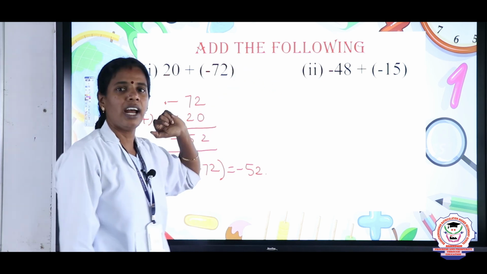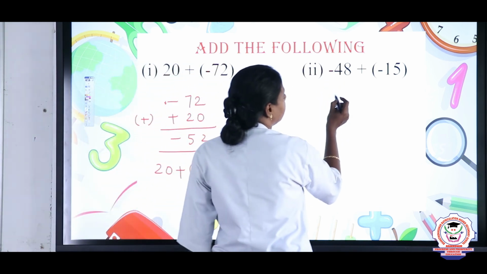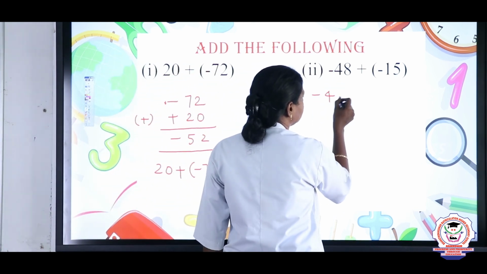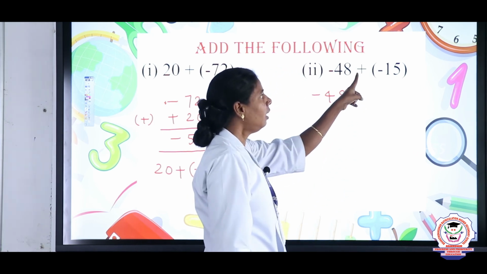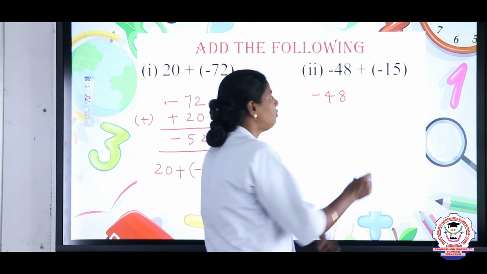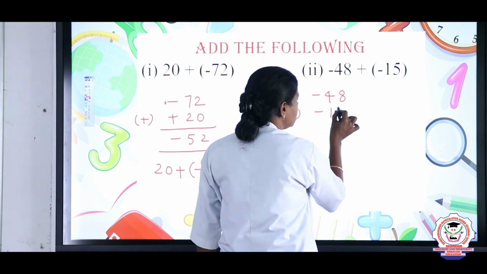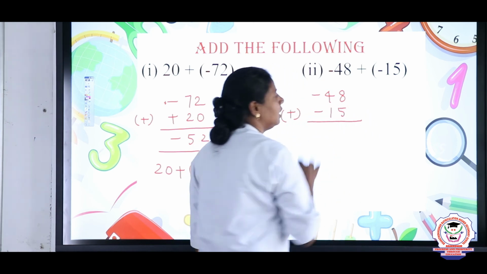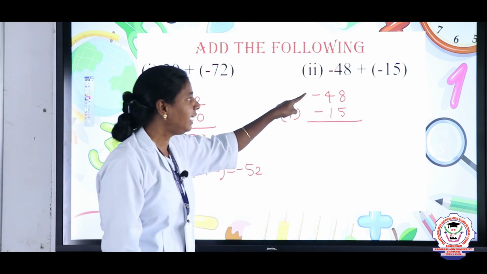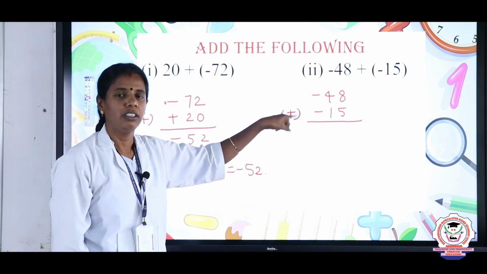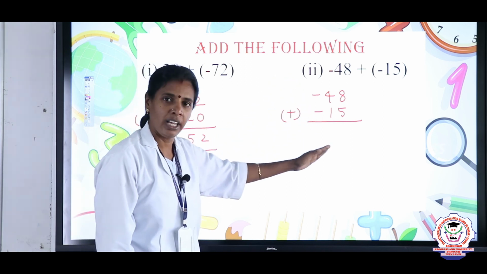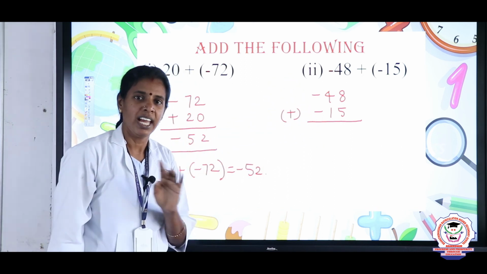And you can say the answer for the next example, which is minus 48 plus minus 15. So we are going to add these numbers. The next integer is also minus 15. See, both the integers are negative. The rule is we need to add both the integers, and the answer will also be negative.